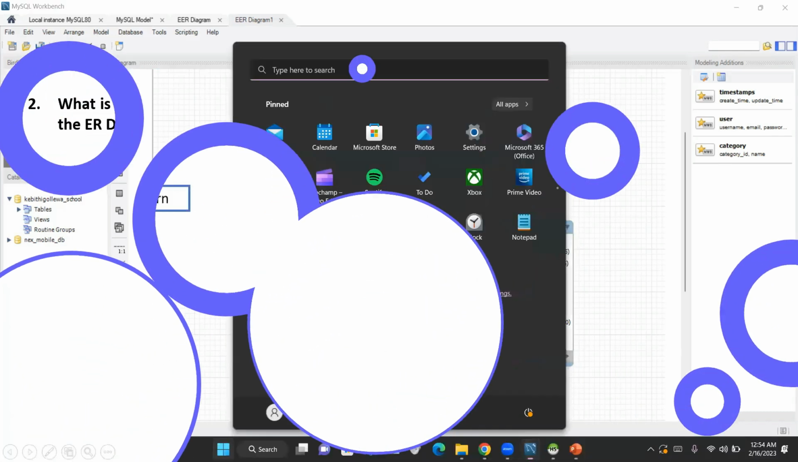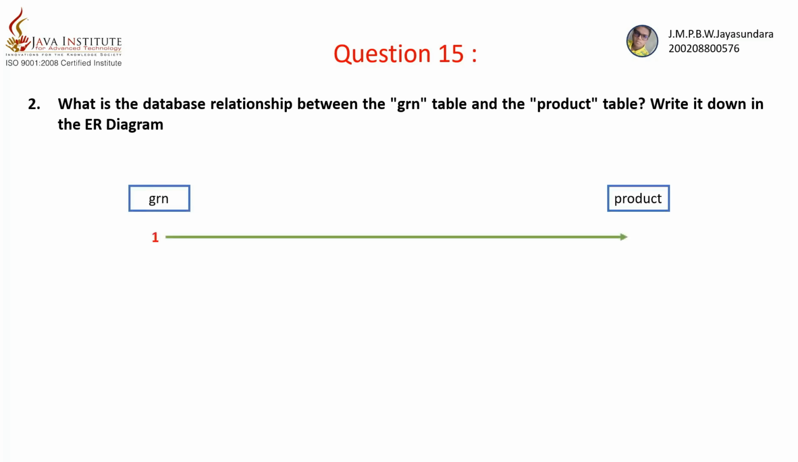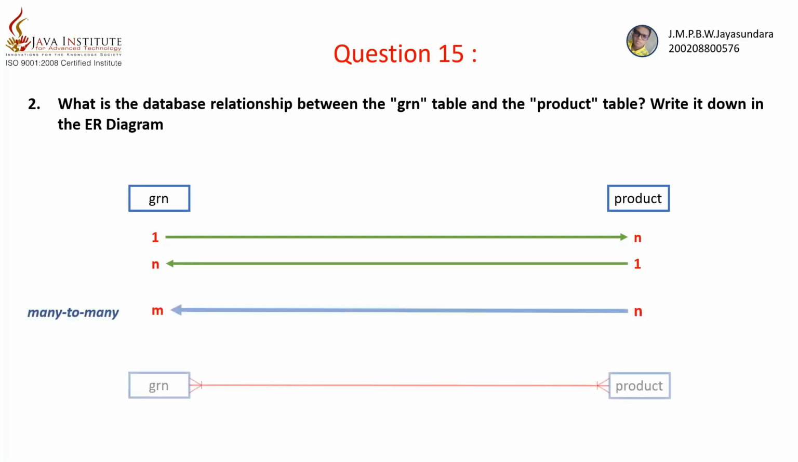So let's go back. In the second question, it says, what is the database relationship between GRN table and product table? Write it down in the ER diagram. Here we have our GRN table and then here we have our product table. One GRN can have multiple products and one product can have multiple GRNs. So it's going to be a many-to-many relationship. We can show that relationship like this.